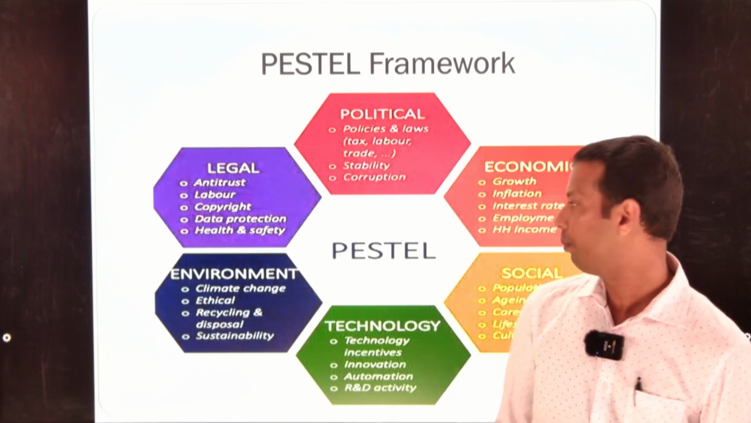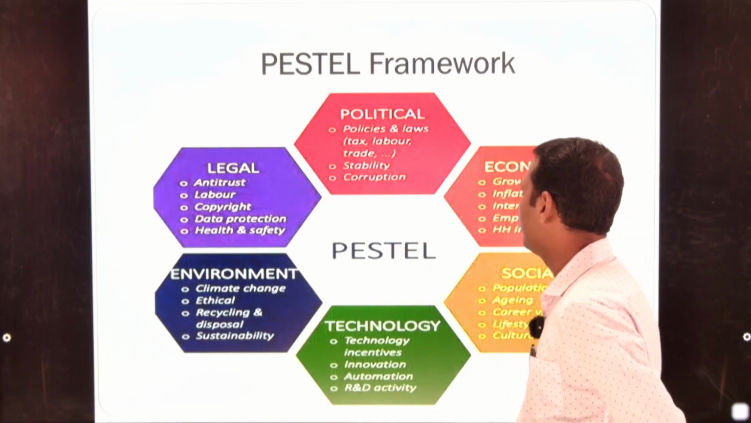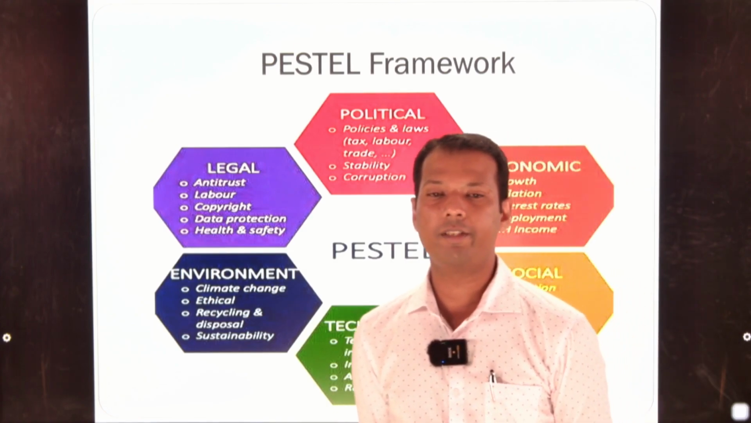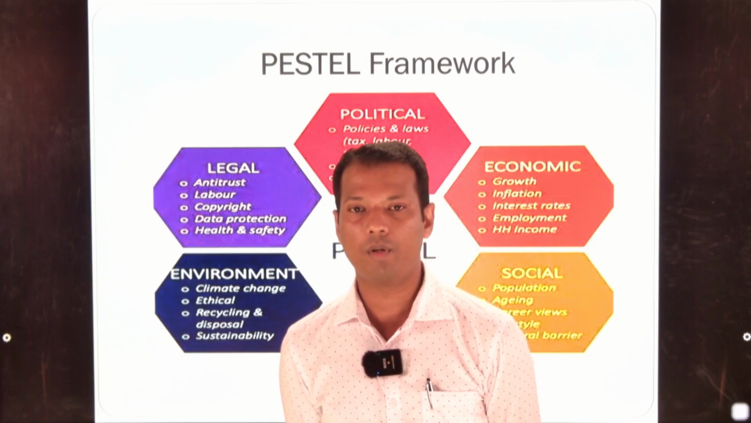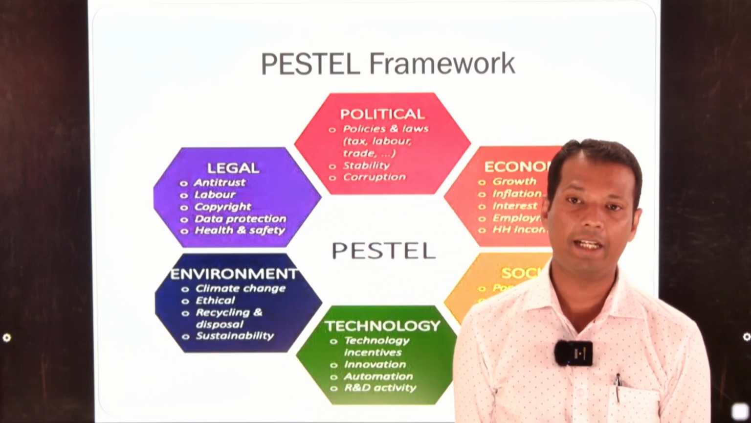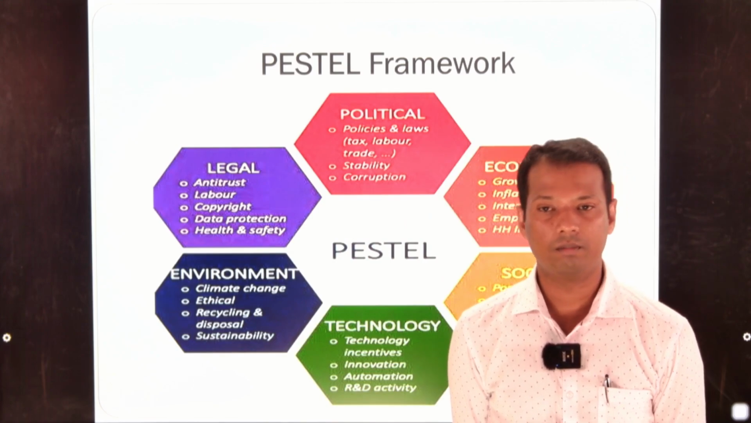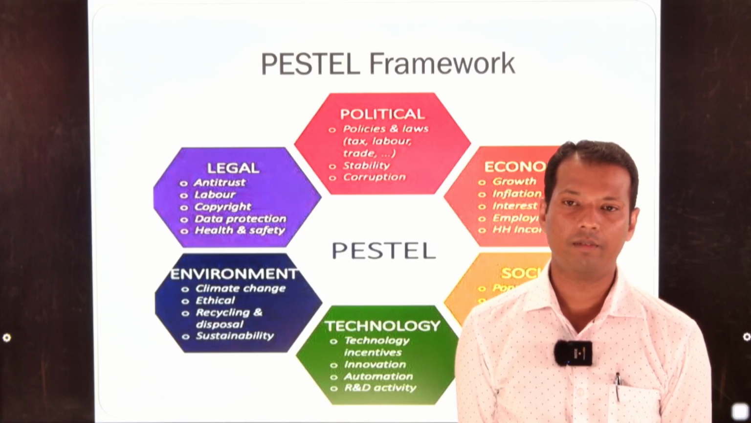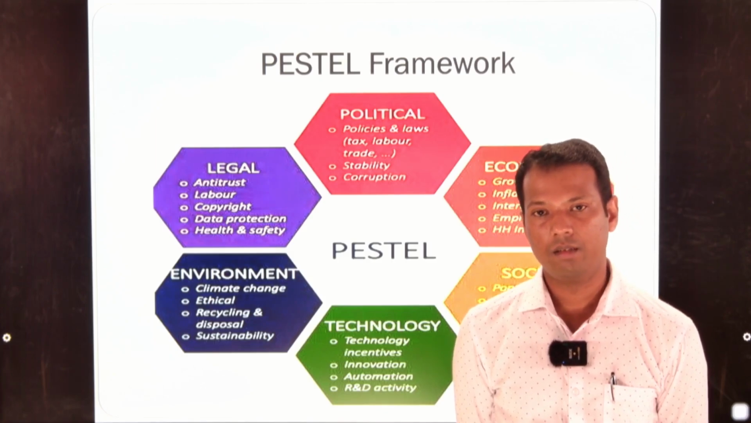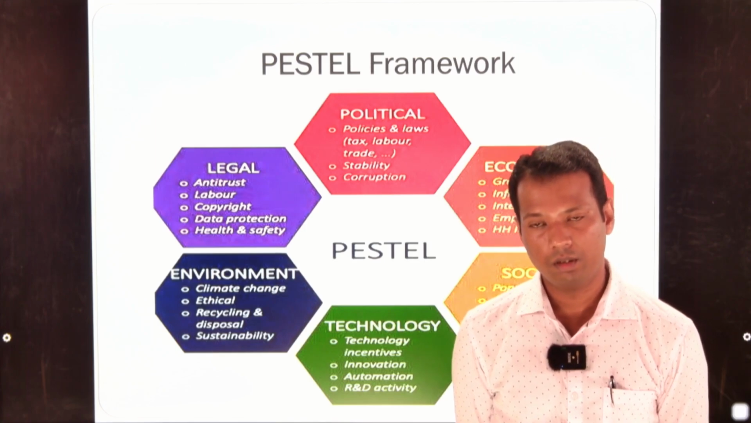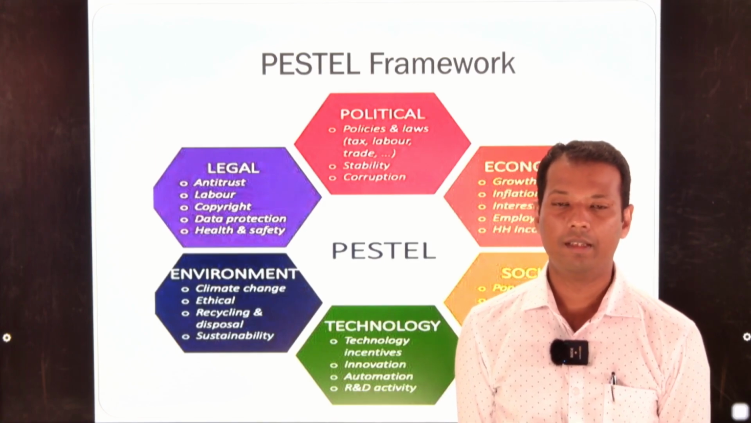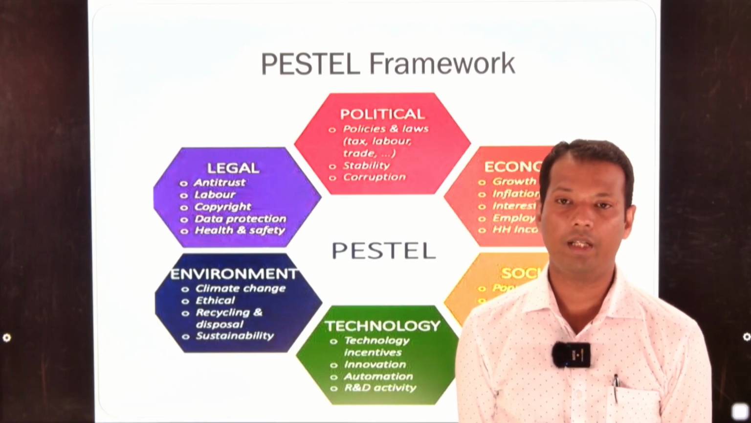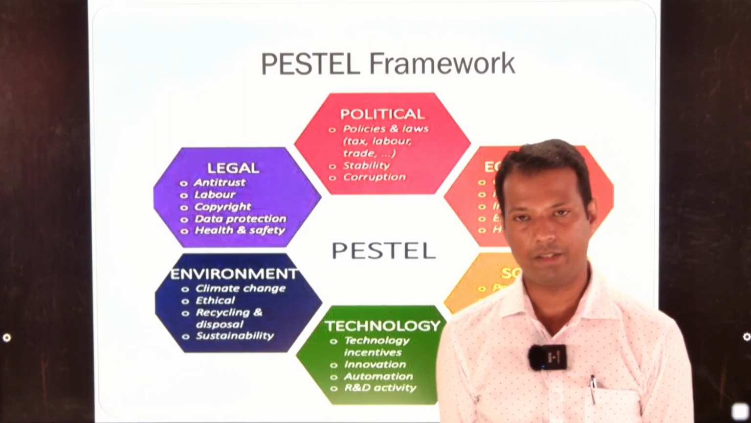Political factors: various kinds of policies and law-related issues. A stable political government is very important for any organization. If they want to operate in a particular setting, in a particular geographical location, they consider a stable and corruption-free political government. So that is one of the important factors.